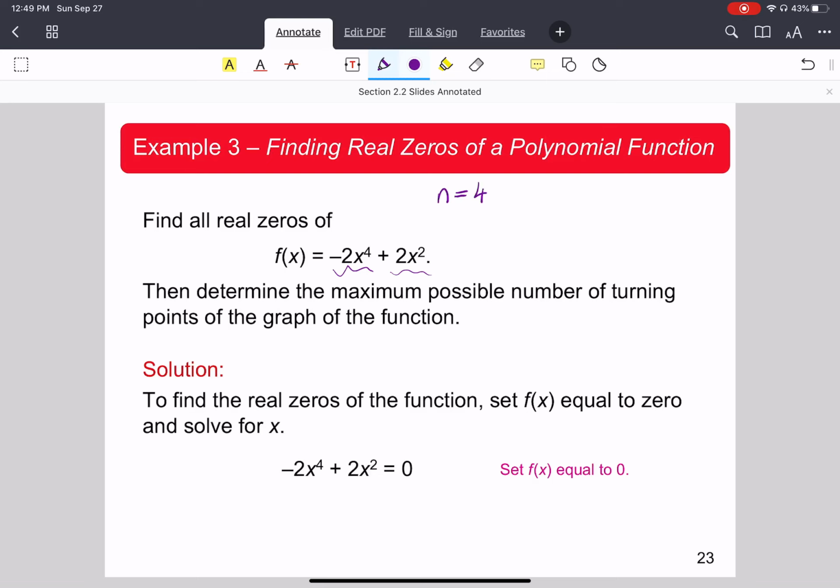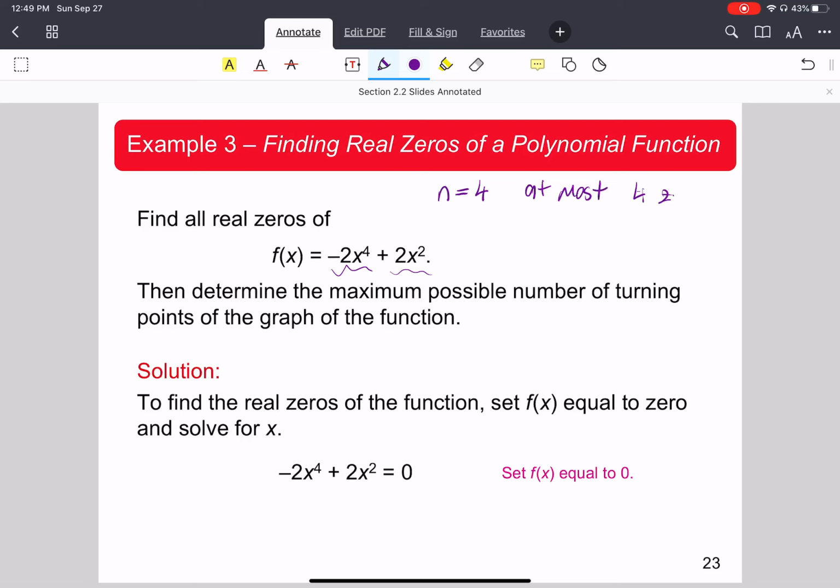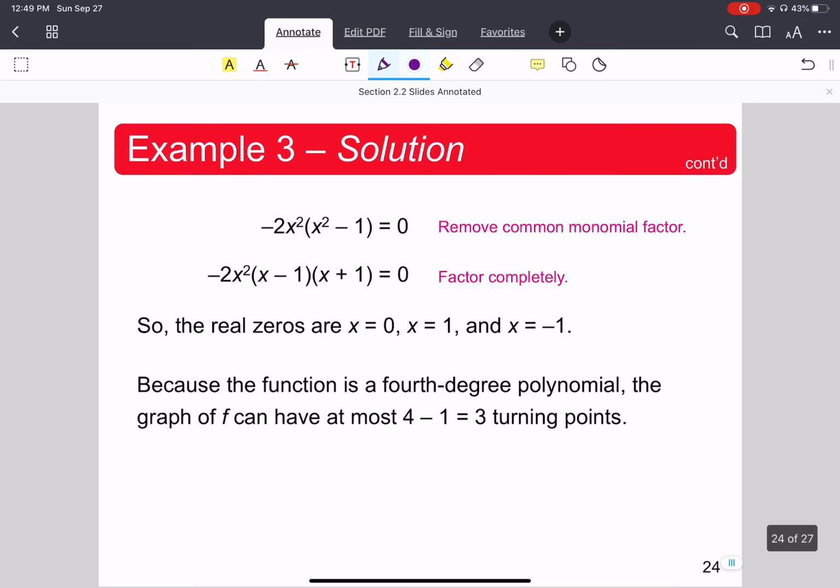So the possible number of turning points and zeros: we may have at most 4 zeros, and at most 3 turning points, because it's n minus 1 turning points. So we're going to keep in mind that we're going to have at most 3 turning points. All right, so let's take a look at zeros. How do we find the zeros? The way we find zeros is we always set the function equal to 0. And then generally we factor.